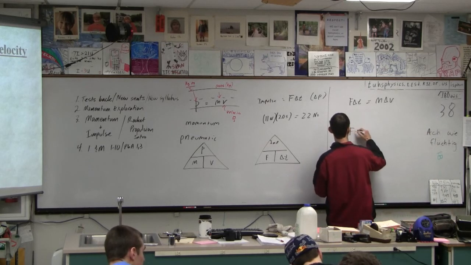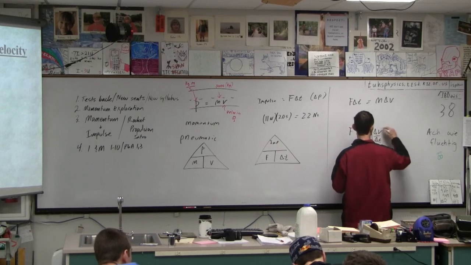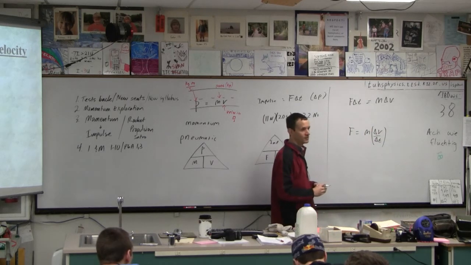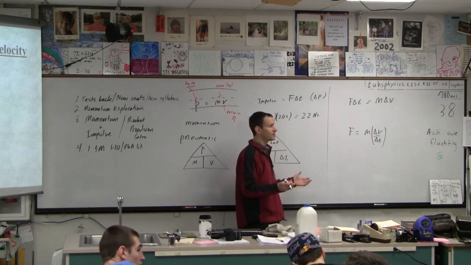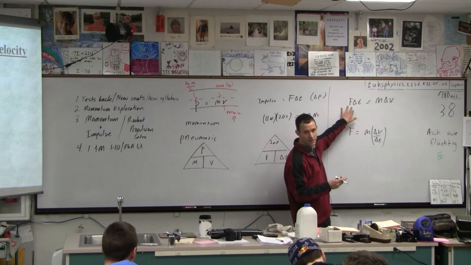If I rewrite it this way, force equals mass times change in velocity over time. Right? What is change in velocity over time? It's acceleration. So this is just F equals ma. But we've written it this way because that's what we do for momentum.